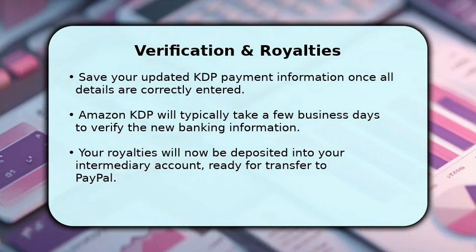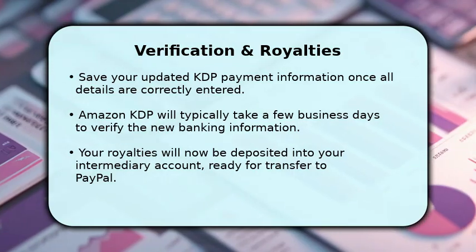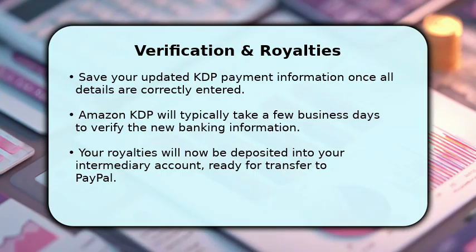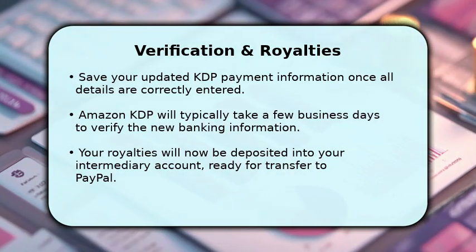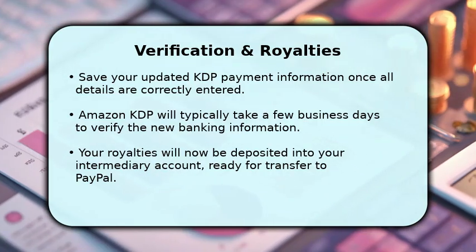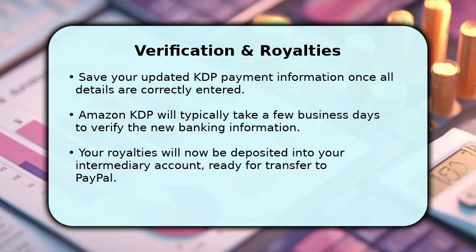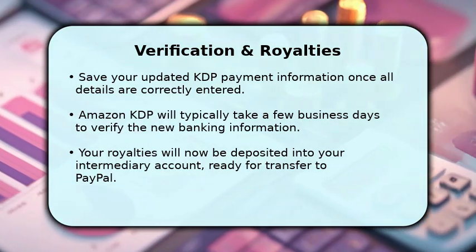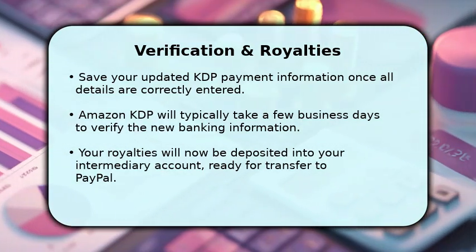Amazon KDP usually takes a few business days, often around 3 to 5, to fully verify your new banking details. Once verified, your book royalties will automatically be deposited into your Payoneer or Wise account. From there, you can easily transfer your funds to your PayPal account whenever you wish.